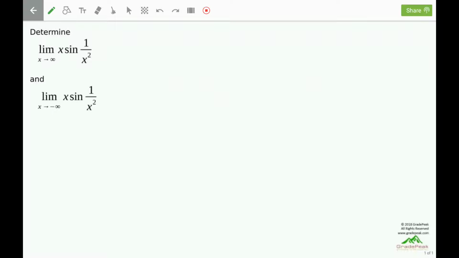Determine the limit as x approaches positive infinity and as x approaches negative infinity of x times sine of 1 over x squared. Starting with the limit as x approaches positive infinity of x times sine of 1 over x squared, the first thing to do is try plugging a positive infinity in for each of the x's.